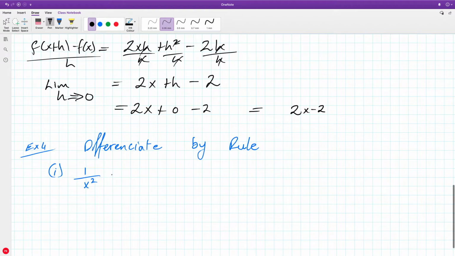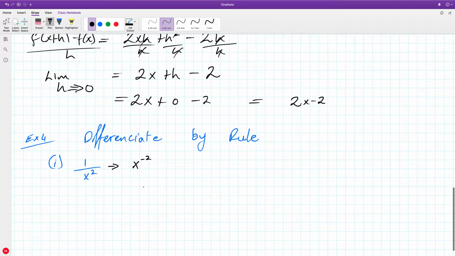What did you get? So, first things first, you bring up the power, yeah? So that becomes x to the power minus 2. So dy dx then is equal to, bring down the power, minus 2 times x, reduce the power by 1. Take 1 away from minus 2, minus 3. Minus 2x to the power minus 3.